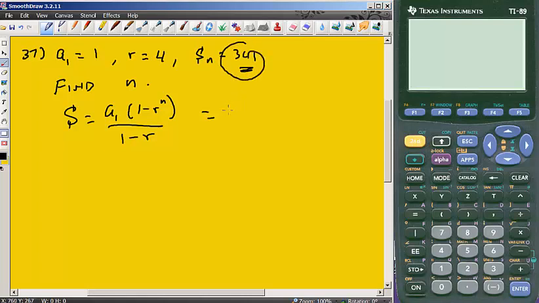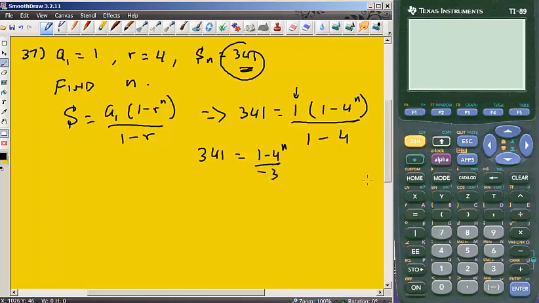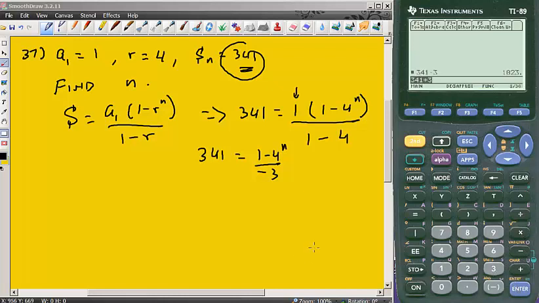We know the end result, which is 341. So that implies my 341 is equal to, we know the first term, which is 1, times 1 minus r, and the r happens to be 4, to the power of n, all that over 1 minus r, which is 4. Okay, let's clean this up a little bit and solve for n. So this is going to be 341 is equal to 1 minus 4 to the n, because it's just 1, all that over negative 3. So we're going to multiply 341 times 3, and so it'll be negative 1023 is equal to 1 minus 4 to the n.